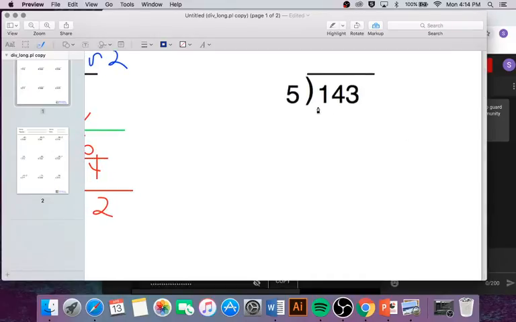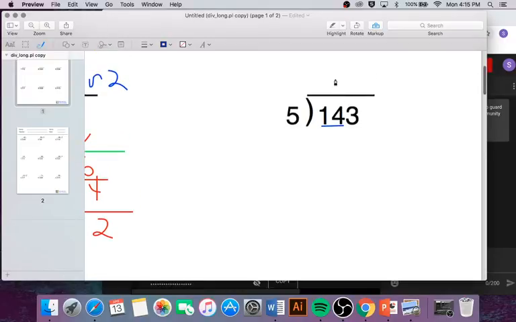Our next problem, we have 143 divided by 5. So 5 can't go into 1, so we move over. We see how many times 5 can go into 14. 5 can go into 14 2 times without going over. 2 times 5 is 10. So we're going to do 14 minus 10. And 14 minus 10 is 4.